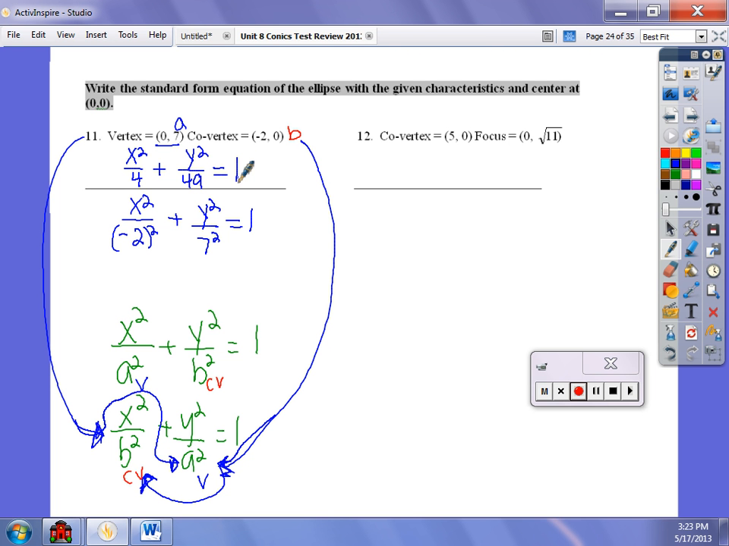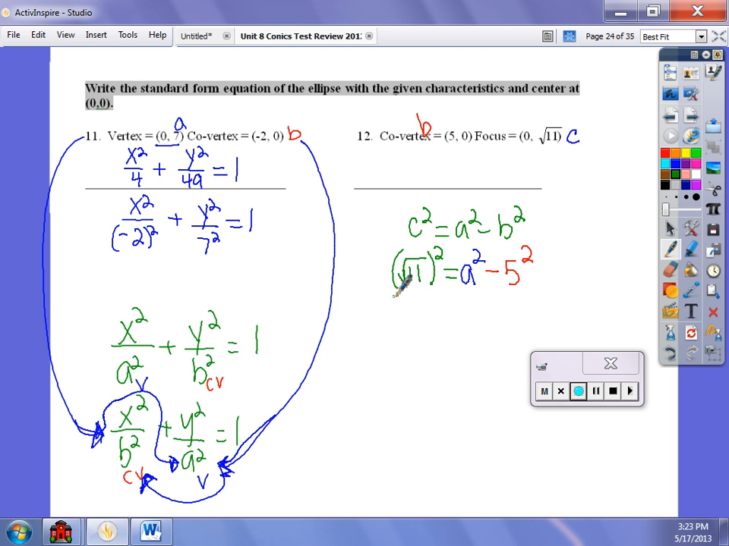So you should be happy if they give you vertex and co-vertex. Now the next question actually gives you the focus. Once you see the focus, you know that that's C. You know you have to use this formula. So that means C is square root of 11 squared. A is not given to us. And B is 5 squared. So now you work it out.